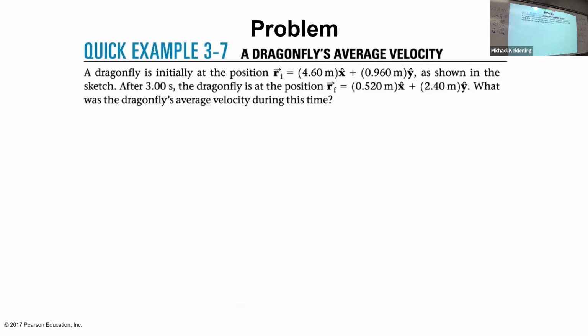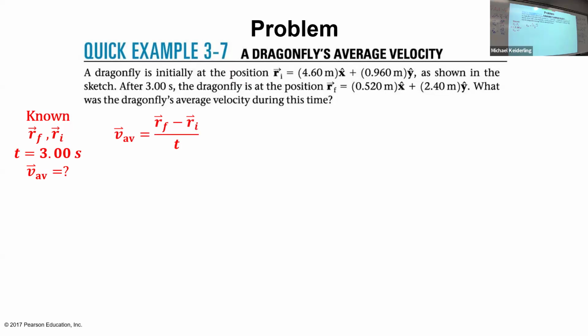So, what do we know and what are we looking for? We know the final velocity and the initial velocity, which, in order to save space, I'm not writing out. And we know the time is 3 seconds. And we want to find the final position and the initial position. And we want to find the average velocity.